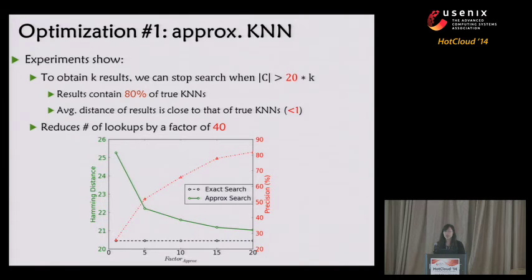According to our experiments, we find that to obtain K results, we can stop the search when the number of candidates is greater than 20 times K. Since when we choose the approximate factor to be 20, the results of our approximate search will contain more than 80% of true KNNs, and the average distance of the result is close to that of true KNNs. The distance error remains less than 1, and it will reduce the number of lookups by a factor of 40.